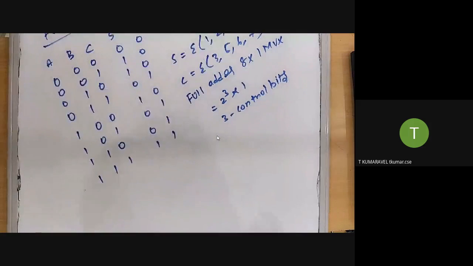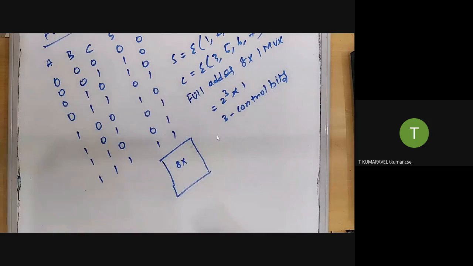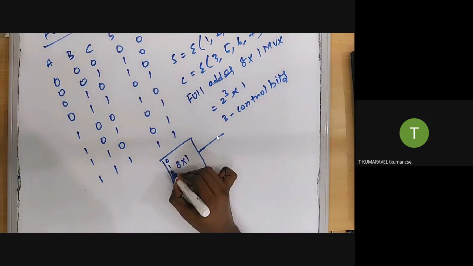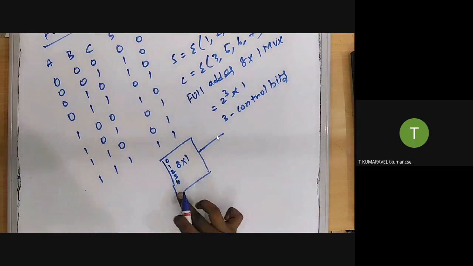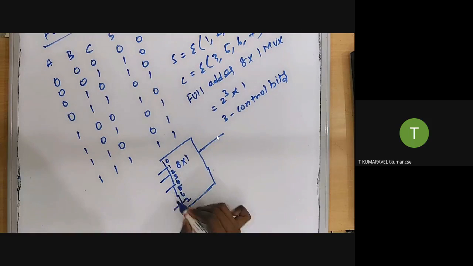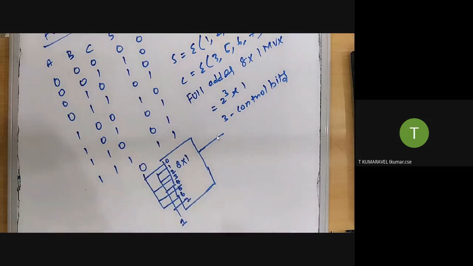How do you implement that? First, I am taking one 8 by 1 multiplexer. This is for sum. What are the places where the output value equals 1? 1, 2, 4 and 7. These are the places where the output is high, and at the rest of the places the output value equals 0.